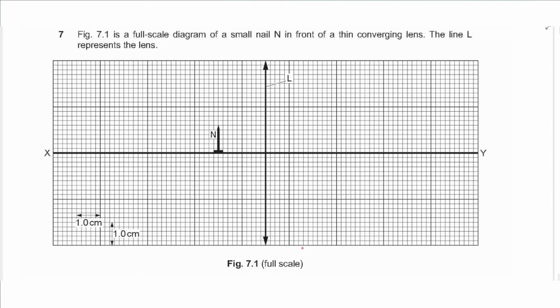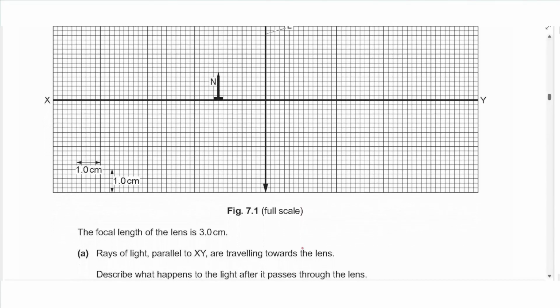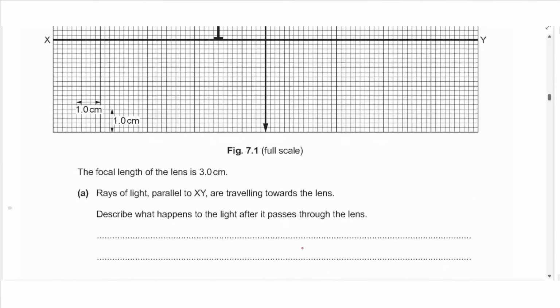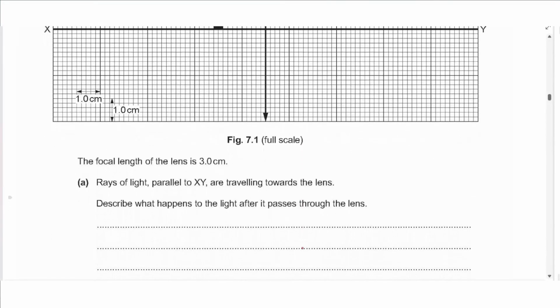The next question says figure 7.1 is a full-scale diagram of a small nail N in front of a thin converging lens. The line L represents the lens, and each 5 small squares represent 1 centimeter on the graph. The focal length of the lens is 3.0 centimeters. Rays of light parallel to XY are traveling towards the lens. Describe what happens to the light after it passes through the lens.